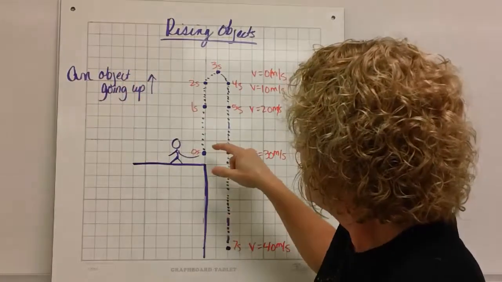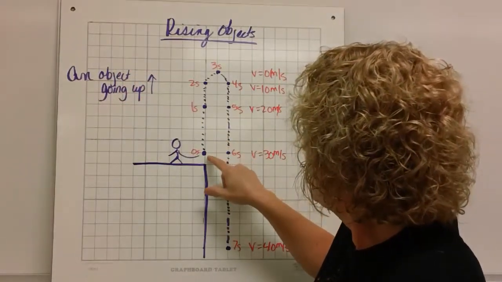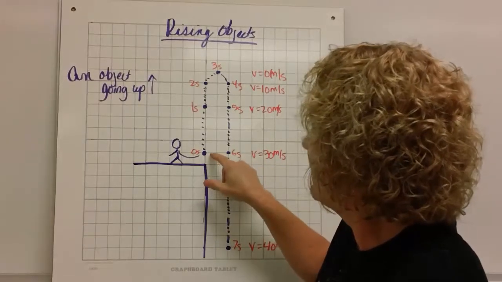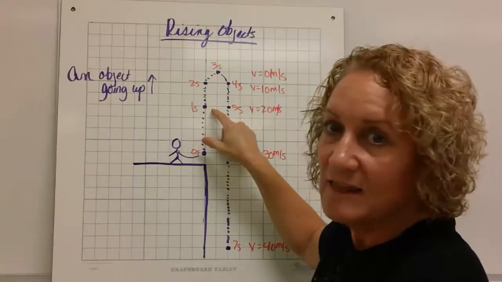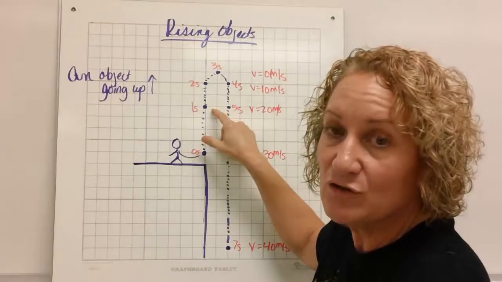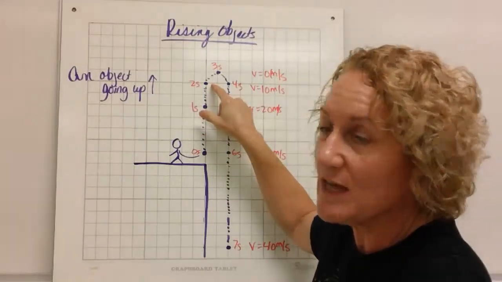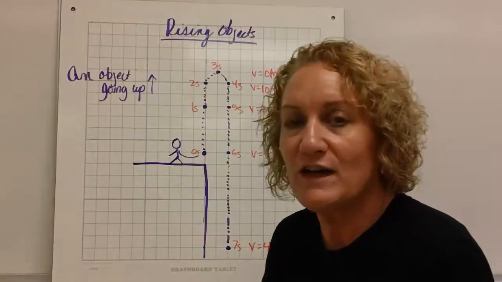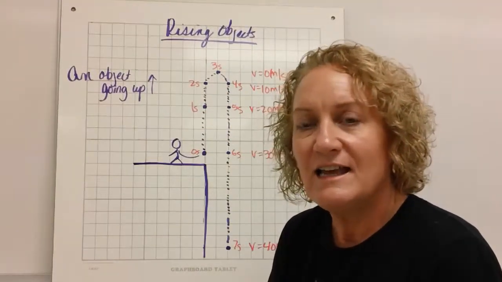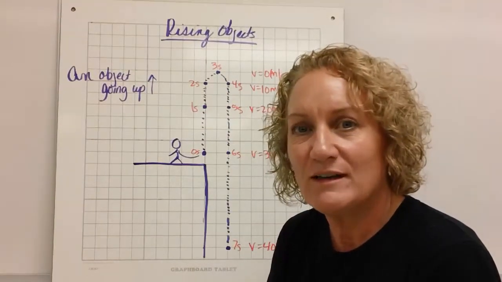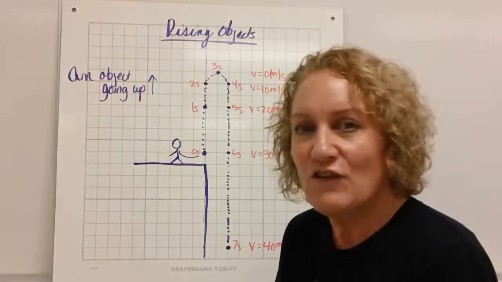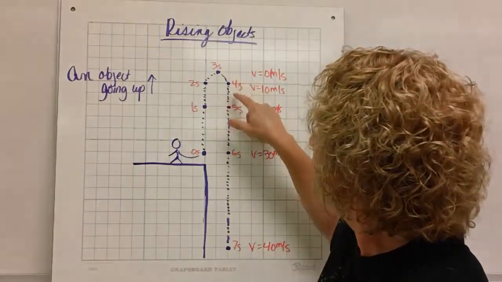So what happens is, if I throw it up with a velocity of 30 meters per second, after 1 second, that velocity is down to 20 meters per second. After 2 seconds, it's down to 10 meters per second. And here's the thing I've always found fascinating. At 3 seconds, it has a velocity of 0. Isn't that interesting? It has no velocity at all. And then it starts coming down.